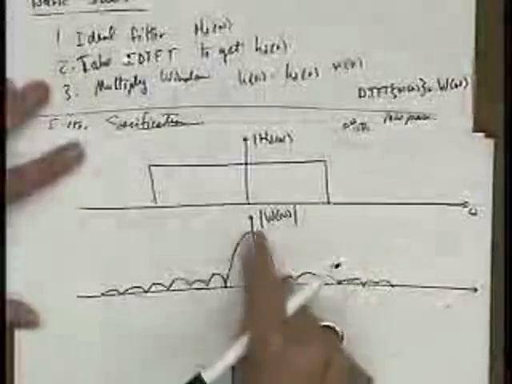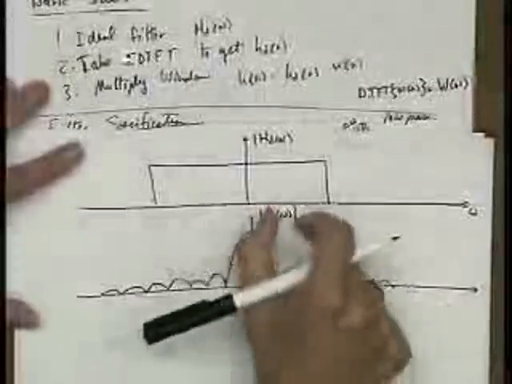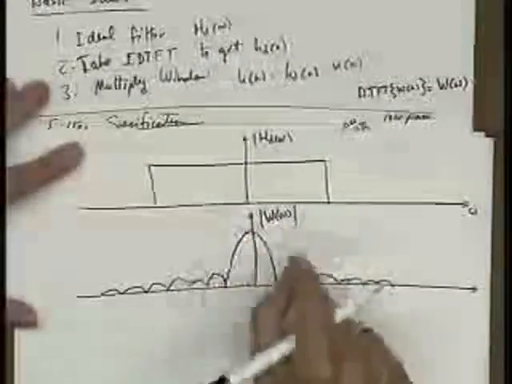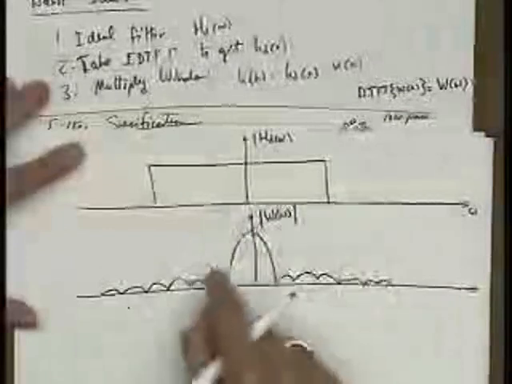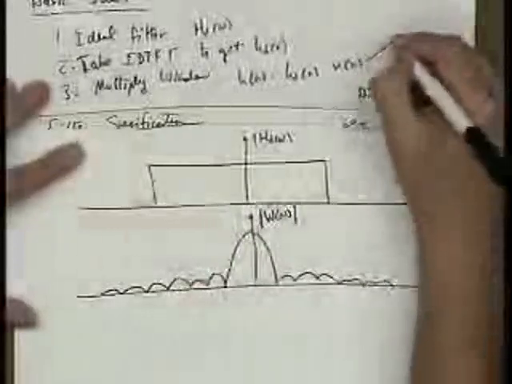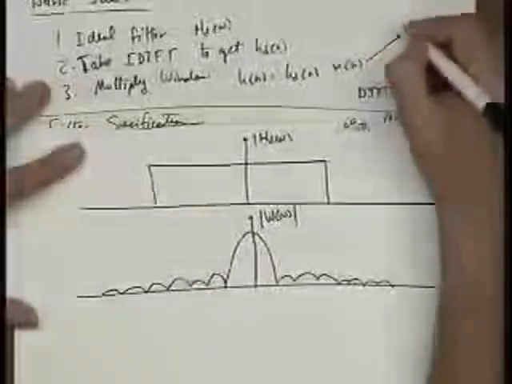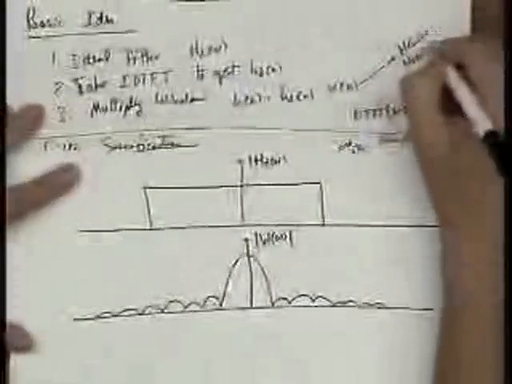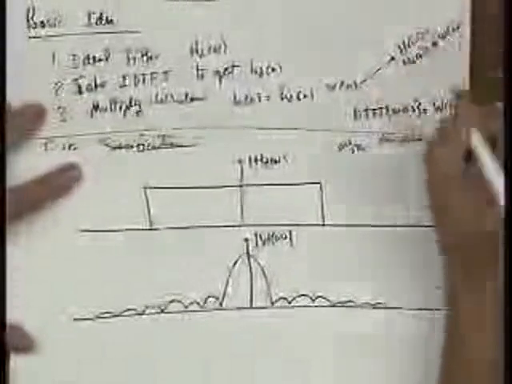Something like that, okay? If W was a rectangular window, W of omega would be a sinc, and it would go up and down. But because I'm plotting the magnitude, that's why it looks like this. So what I said last time, the way we ended last time's lecture, was that H of omega is just H sub d of omega convolved with W of omega.